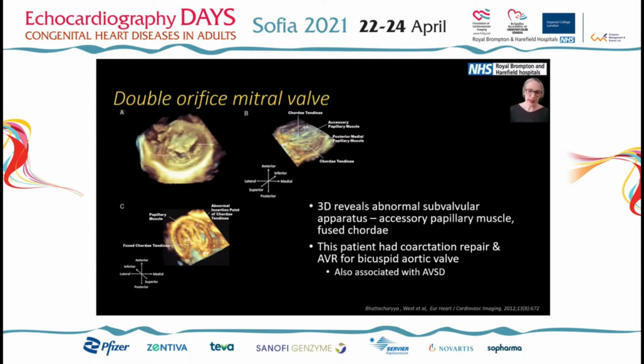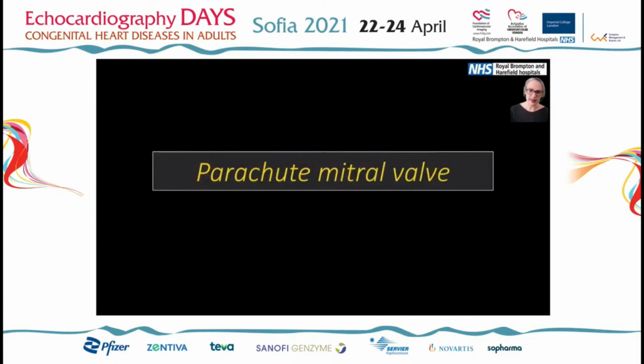This patient also had a coarctation and a bicuspid aortic valve, and both of those lesions had been corrected. These are commonly associated defects in this patient population. This also can be associated with atrioventricular septal defects, so they do tend to come in clusters. They can occur independently or in isolation as well.